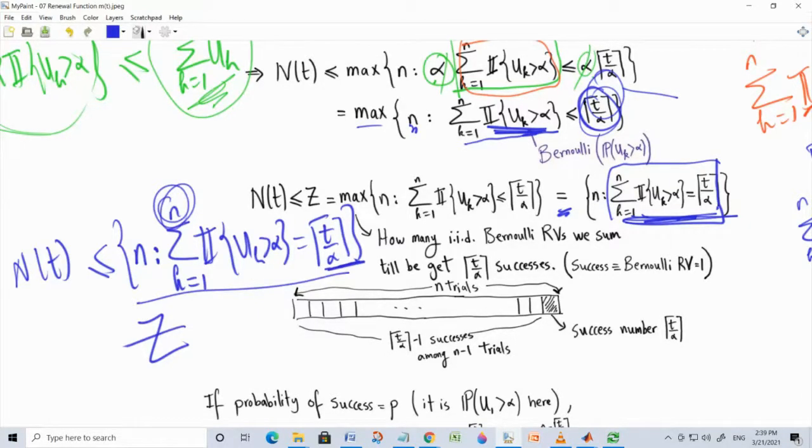The indicators can be 1 or 0. They are 1 with probability equal to the probability of the event U_k greater than alpha, which is a positive probability, and the probability that the indicator is 0 is 1 minus that probability. So we can imagine that we have Bernoulli random variables. It's like you are doing N experiments, and your objective is to get the ceiling of t over alpha successes. Of course, what is the minimum N? The minimum N will be the ceiling of t over alpha.